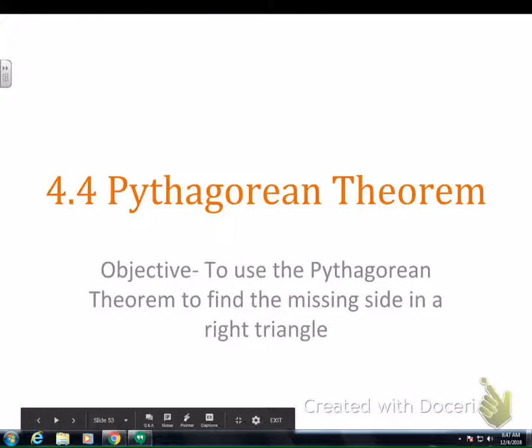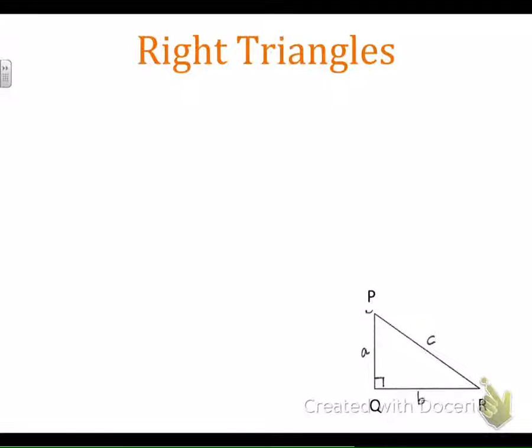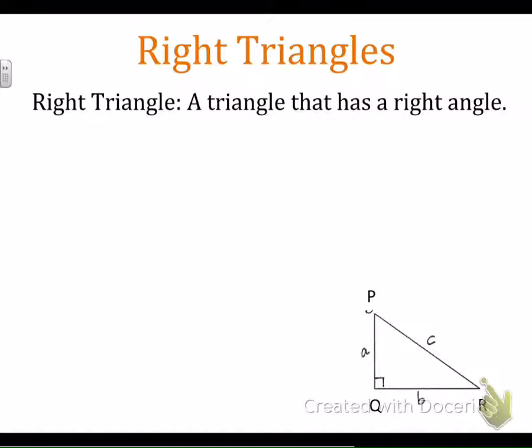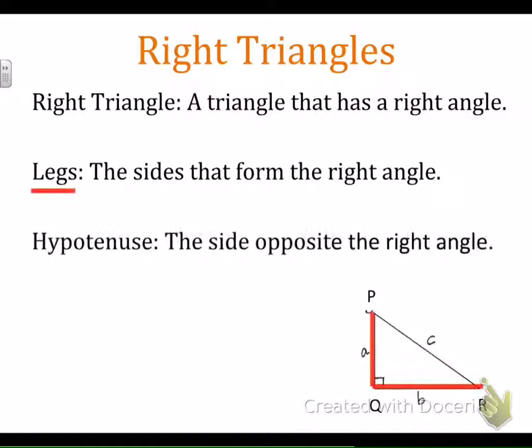Alright, section 4.4 is on the Pythagorean theorem. The objective is to use the Pythagorean theorem to find the missing side in a right triangle. So a right triangle is a triangle that has a right angle, which we've learned earlier in the chapter. The legs are the sides that form the right angle. The hypotenuse is the side opposite of the right angle.